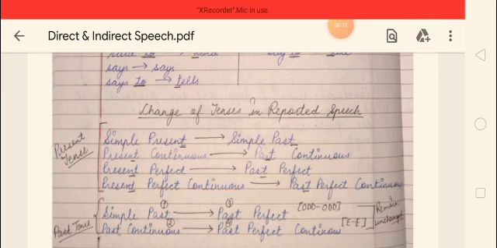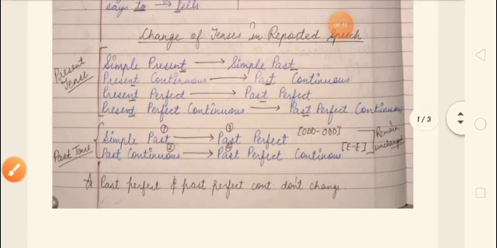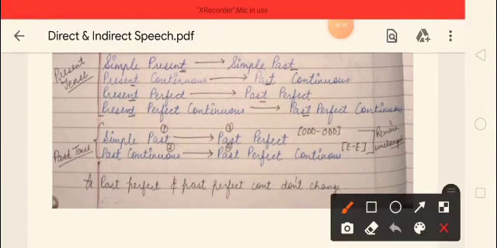Now let us see about past tense. What are the changes that are made in past tense? Simple past changes to past perfect, and past continuous changes to past perfect continuous. Again, I'm repeating, simple past changes to past perfect, and past continuous changes to past perfect continuous.